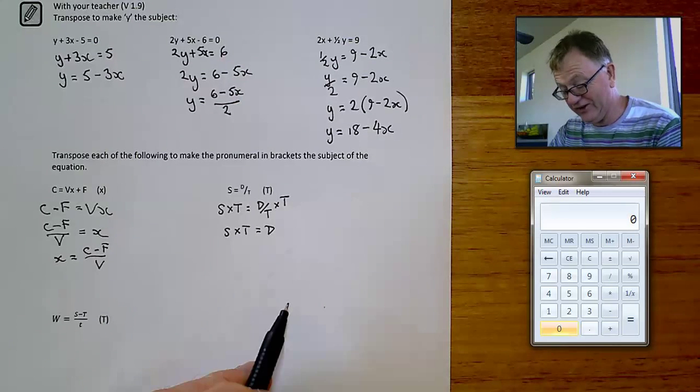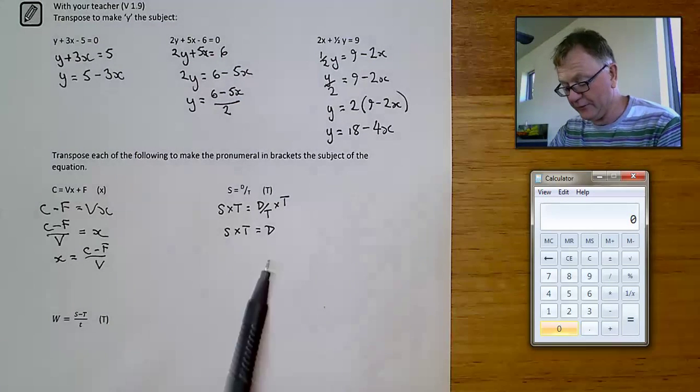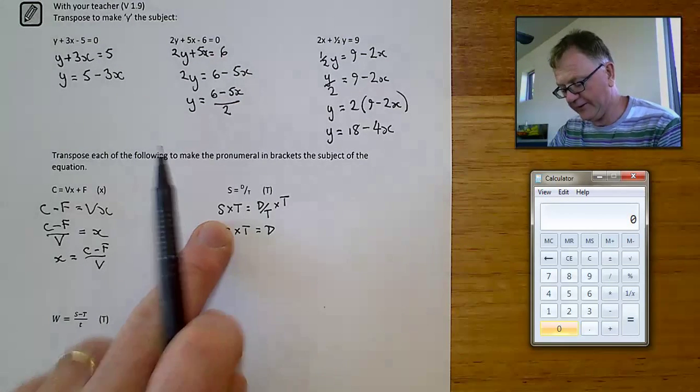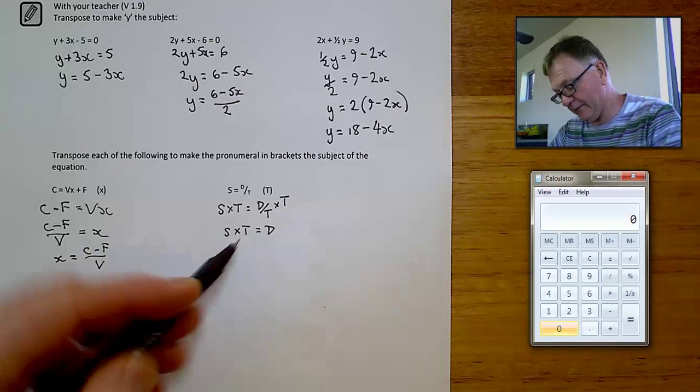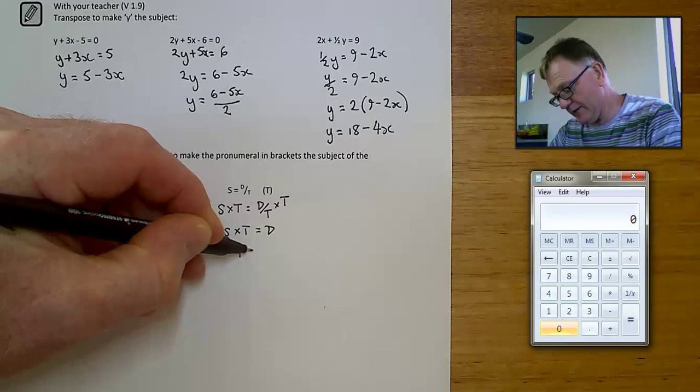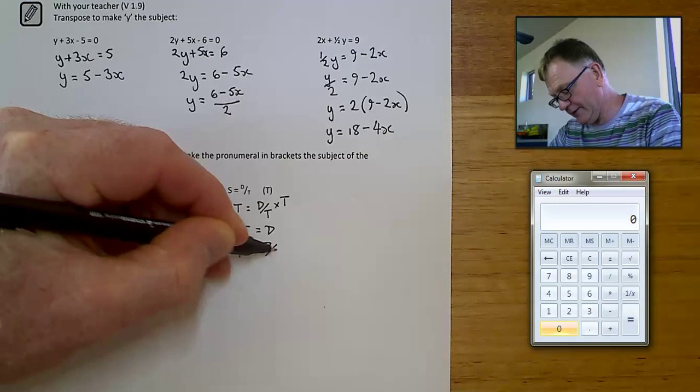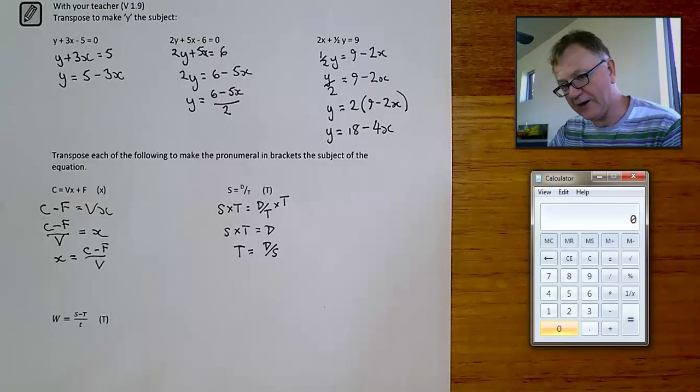Now that's not what we want. We want to have t equal something. So now I can try and get rid of this s here. At the moment it's s times t. So to get rid of the s, I divide both sides by s. Divide this side by s, and I'm left with just that t. Divide the other side by s, I have t equals d over s.